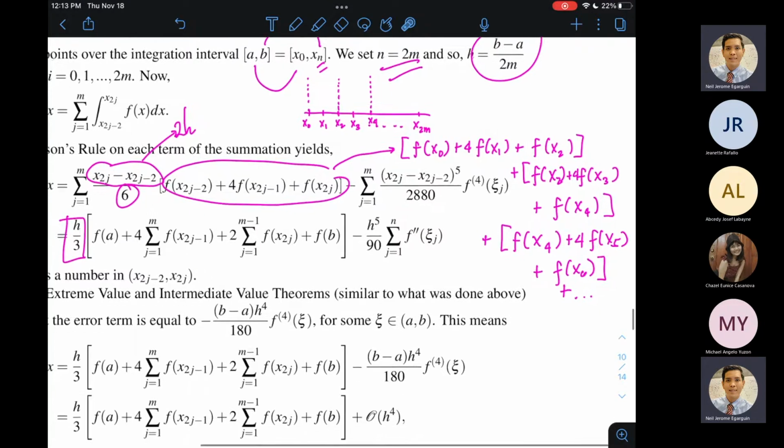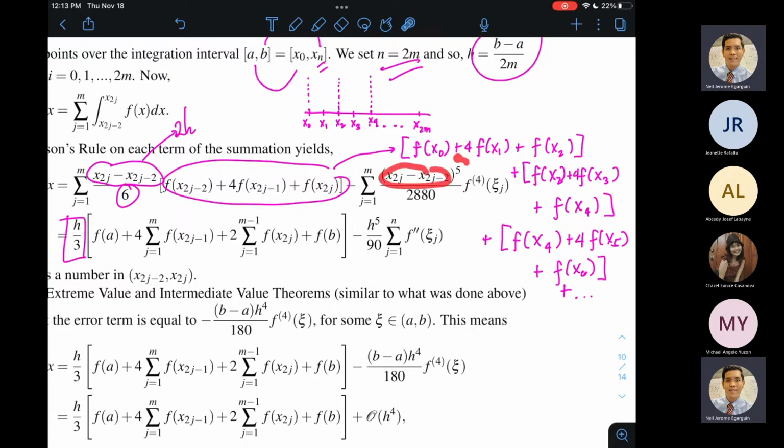Okay, so this would be 2h. Dun sa error term na tayo. This will be 2h. So when raised to the fifth, that will be 32h to the fifth. May 32 sa taas. May 2880 sa baba, lowest terms. Magiging 1 over 90. H to the fifth times this guy.